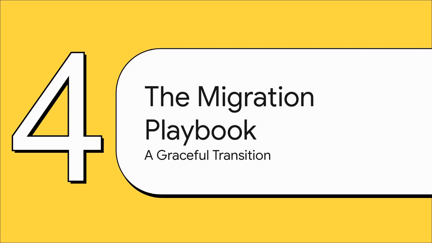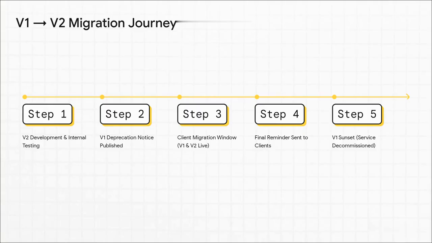Okay, so when you're facing that kind of complexity, you can't just wing it. You absolutely need a playbook, a clear, step-by-step plan that guides everyone, not just your team, but your customers too, through this transition from V1 to V2 as smoothly as possible. A successful migration follows a really clear roadmap.